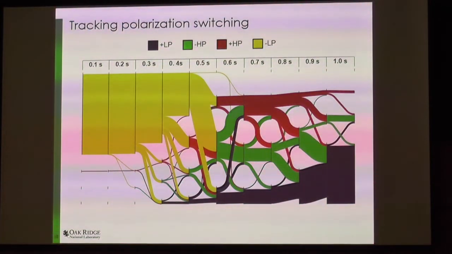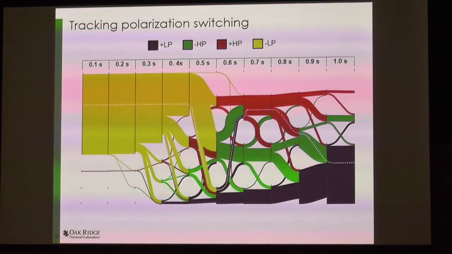It didn't absolutely clarify things, but basically what we can say is that at first we are mainly yellow, meaning negative low polarization. After 1 second, we are mainly positive low polarization. And there are a lot of complex switching paths in between. That's why I would like to walk you through one path in particular, which is this one.